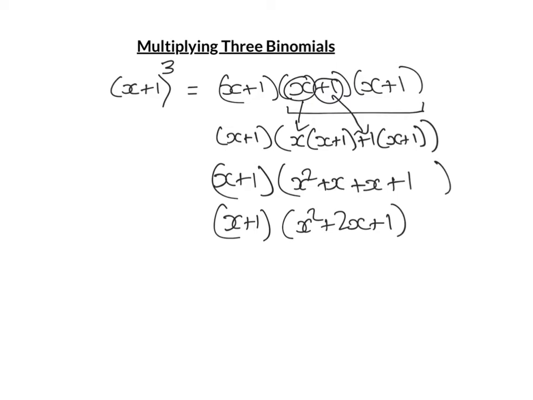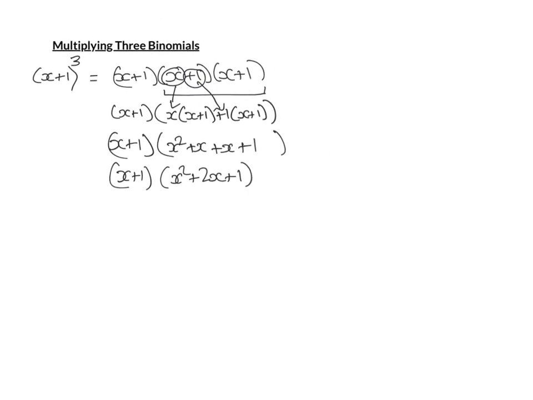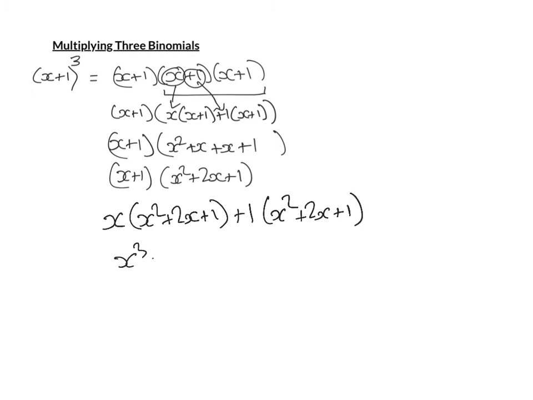Okay, now there are two ways to do this. We can do it the way we've just done it, okay? So let's have a go at that to start with, just so you can see what we're doing. So we'll stick it up there. So we could say, okay, so here's the first term of the first bracket, x, and that's going to multiply the quadratic. And then the second term of the first bracket, the plus 1, is also going to multiply the quadratic, and then multiply them out. X cubed plus 2x squared plus x, plus x squared plus 2x plus 1.